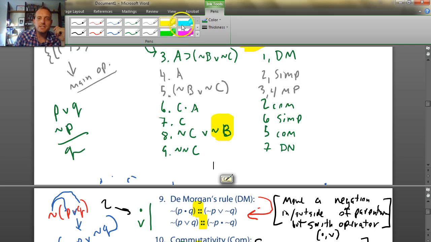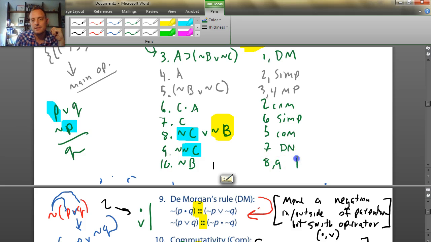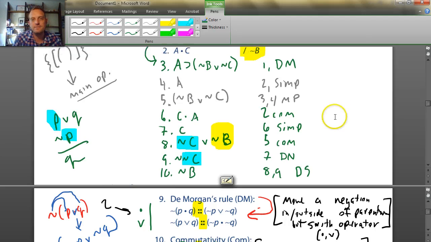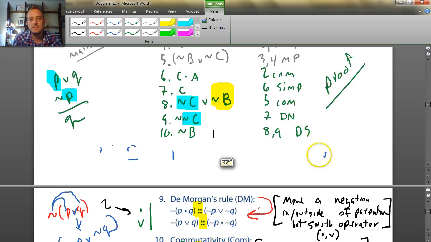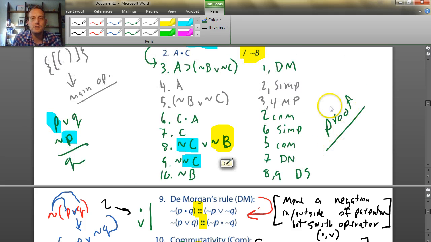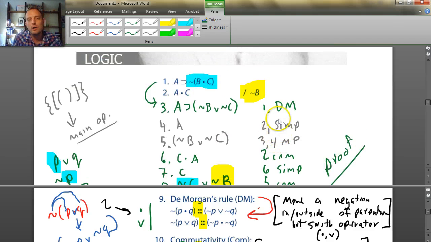And now you can see here that I had my not C, but now I have my P, but now I've negated it, which means line 10 is going to be not B, and that's going to be lines 8 and 9, disjunctive syllogism, okay? And that's the proof. You see now that I finally got to the not B, I finished the conclusion, and that's the proof of its validity, okay? So you can see how these rules start working.